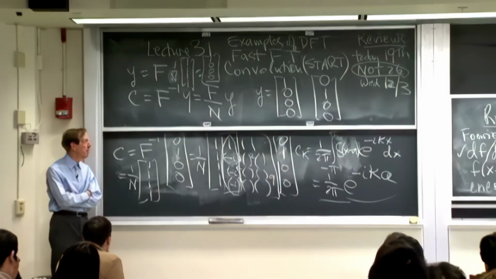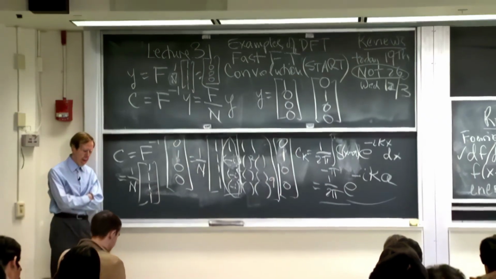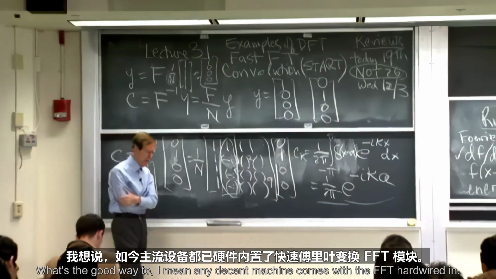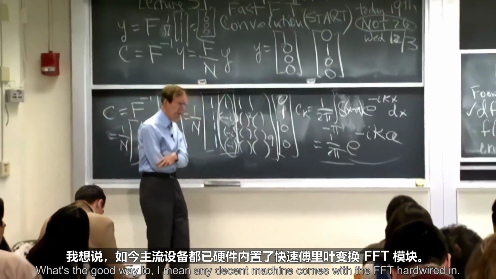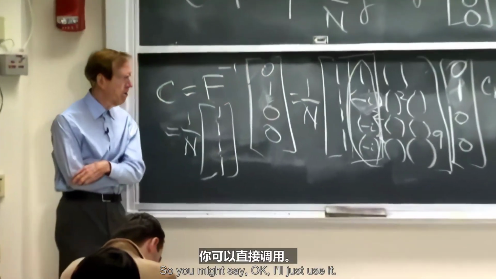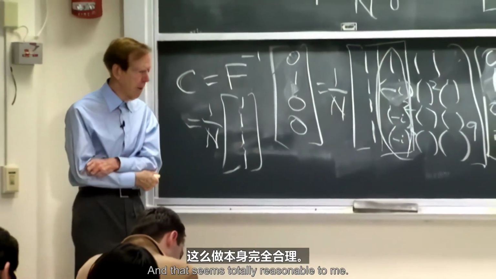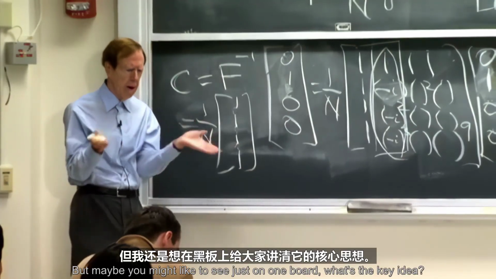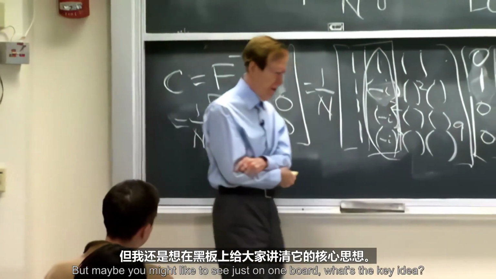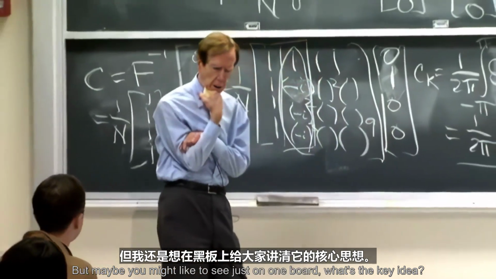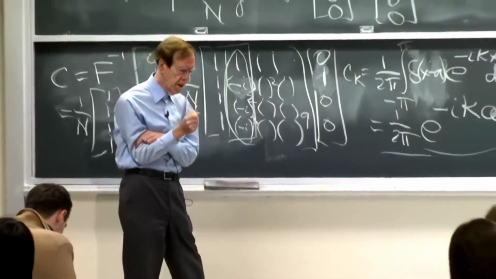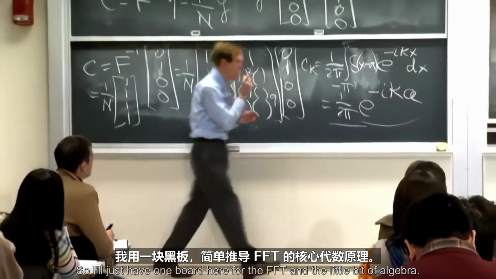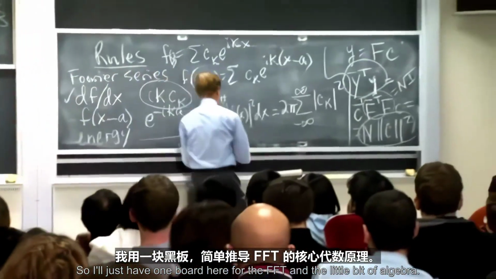Ooh, fast Fourier transform. Wow. What's the good way to, I mean, any decent machine comes with the FFT hardwired in. So you might say, okay, I'll just use it, and that seems totally reasonable to me. But maybe you might like to see just on one board, what's the key idea? What's the little bit of algebra that makes it work? So I'll just have one board here for the FFT and the little bit of algebra.